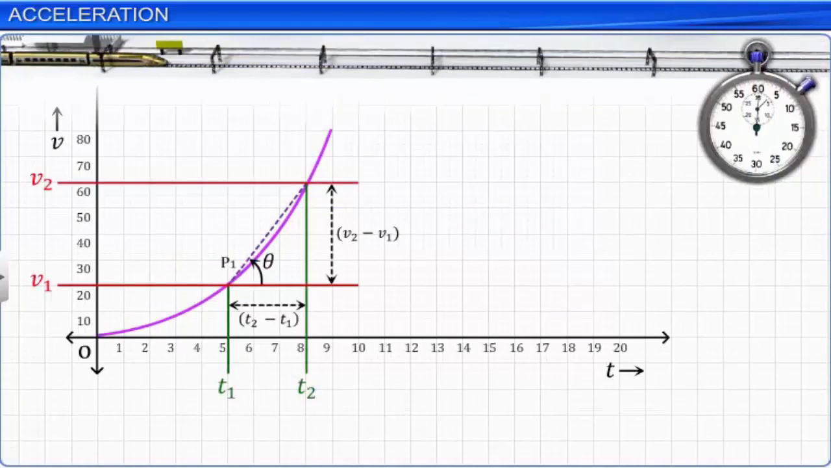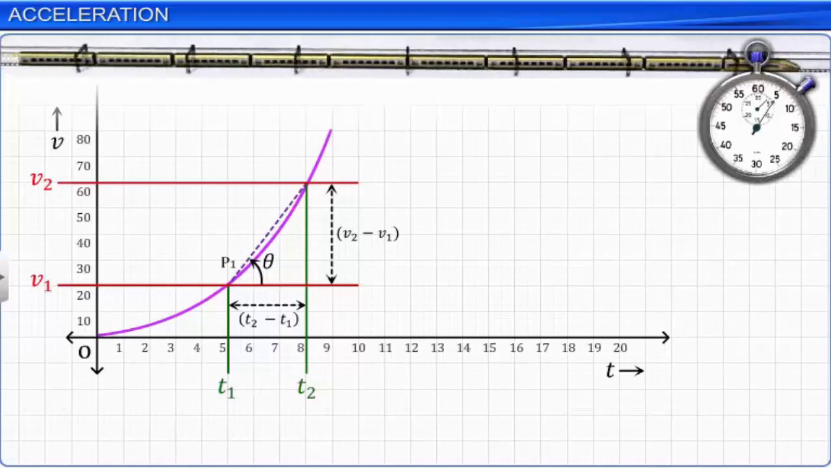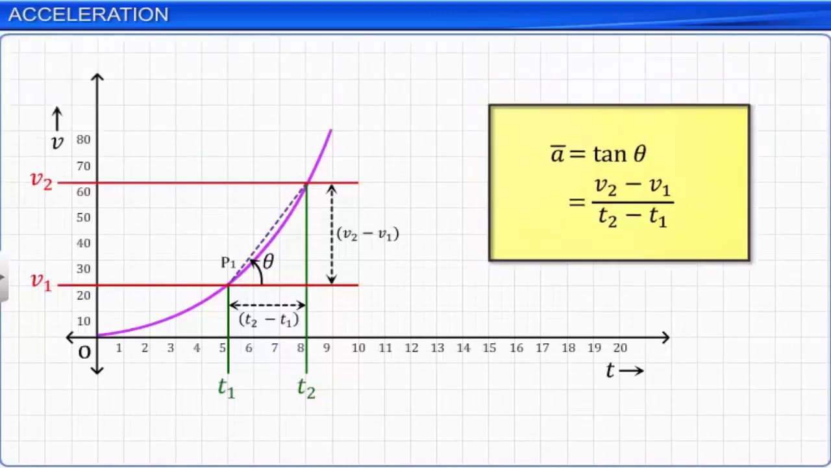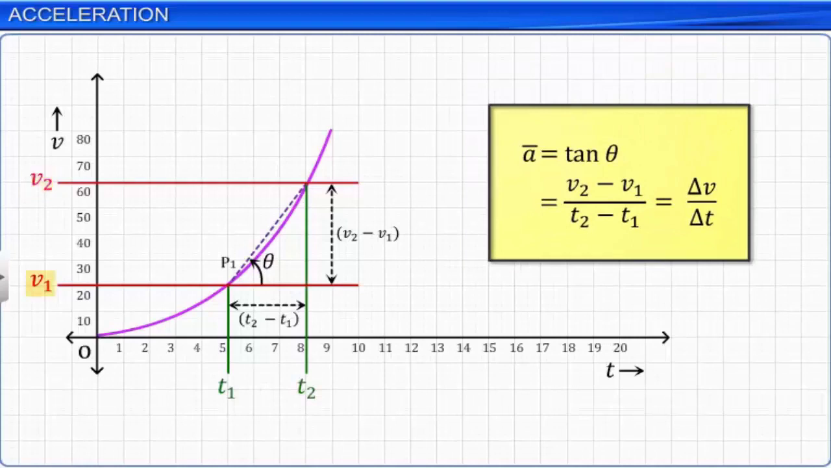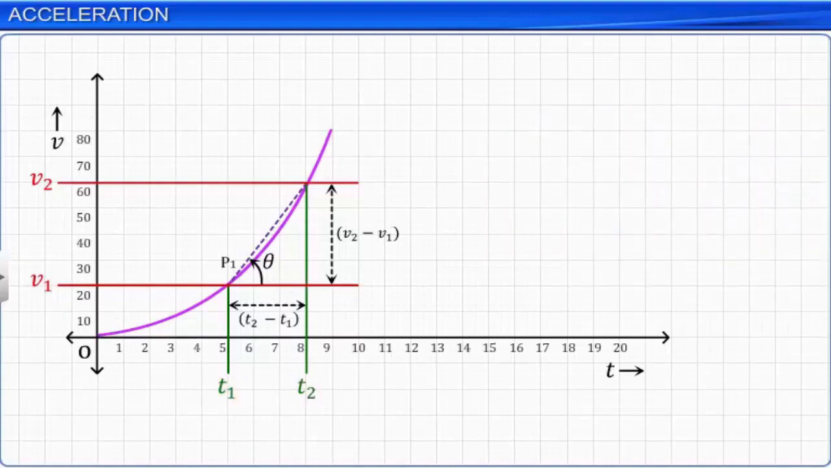Acceleration of a body is the rate of change of its velocity with time. The average acceleration A dash is defined as the change of velocity divided by time. V2 and V1 are instantaneous velocities at times t2 and t1. The SI unit of acceleration is meter per second square. On the VT graph, the average acceleration is represented by the slope of the line joining the points V1, T1 and V2, T2.